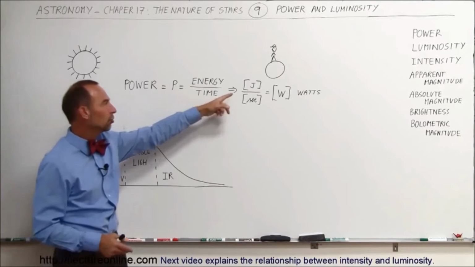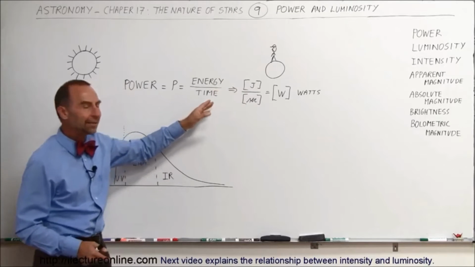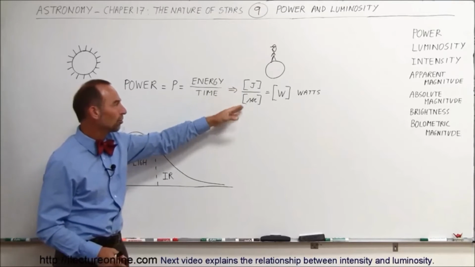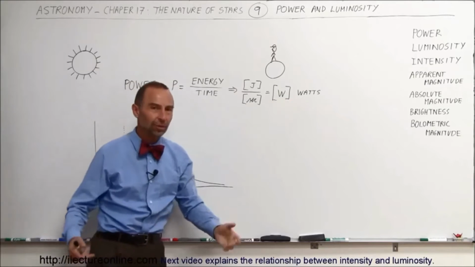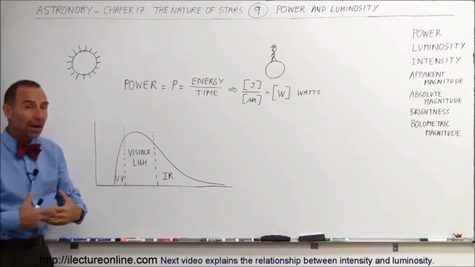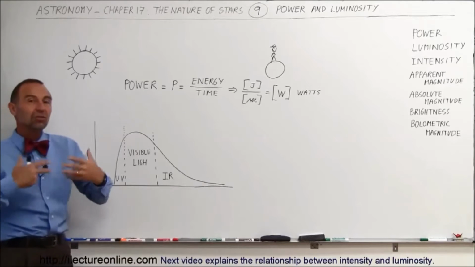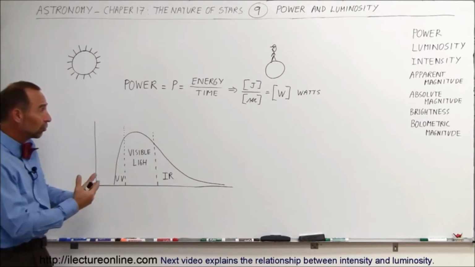And so the energy output is usually in joules, and the time is usually in seconds. So a joule per second is a watt. We say W for watt, or we simply use the term watts. And so the power output of something, how much energy something puts out, is in terms of watts.